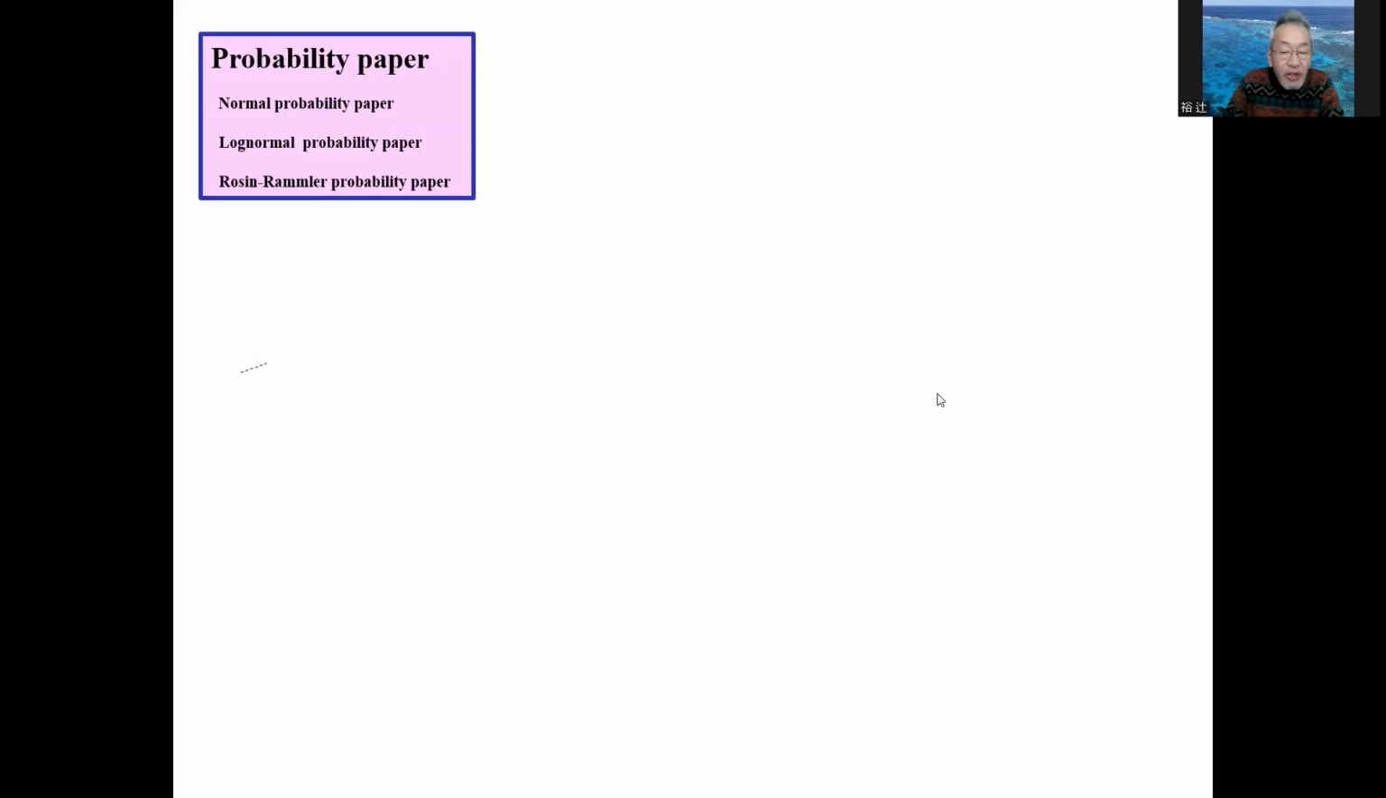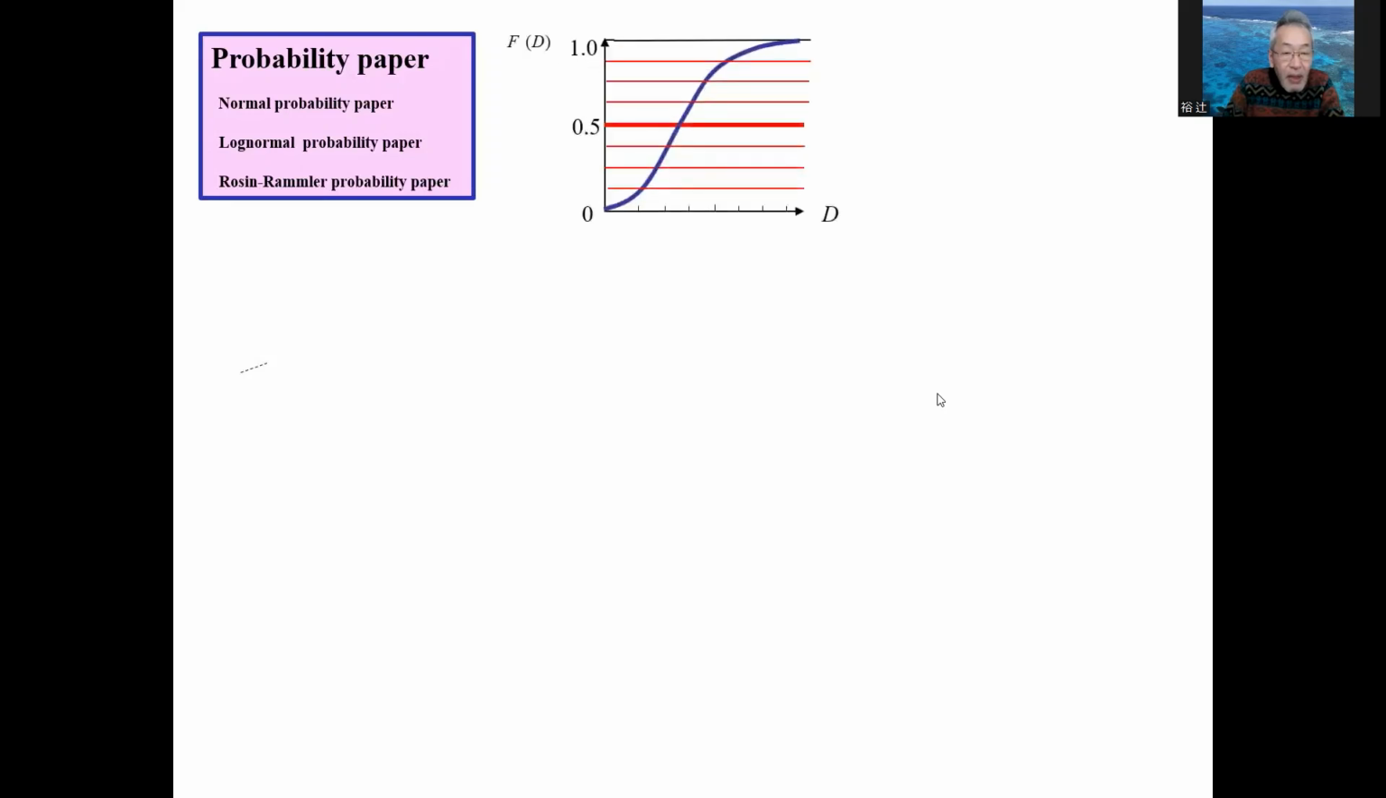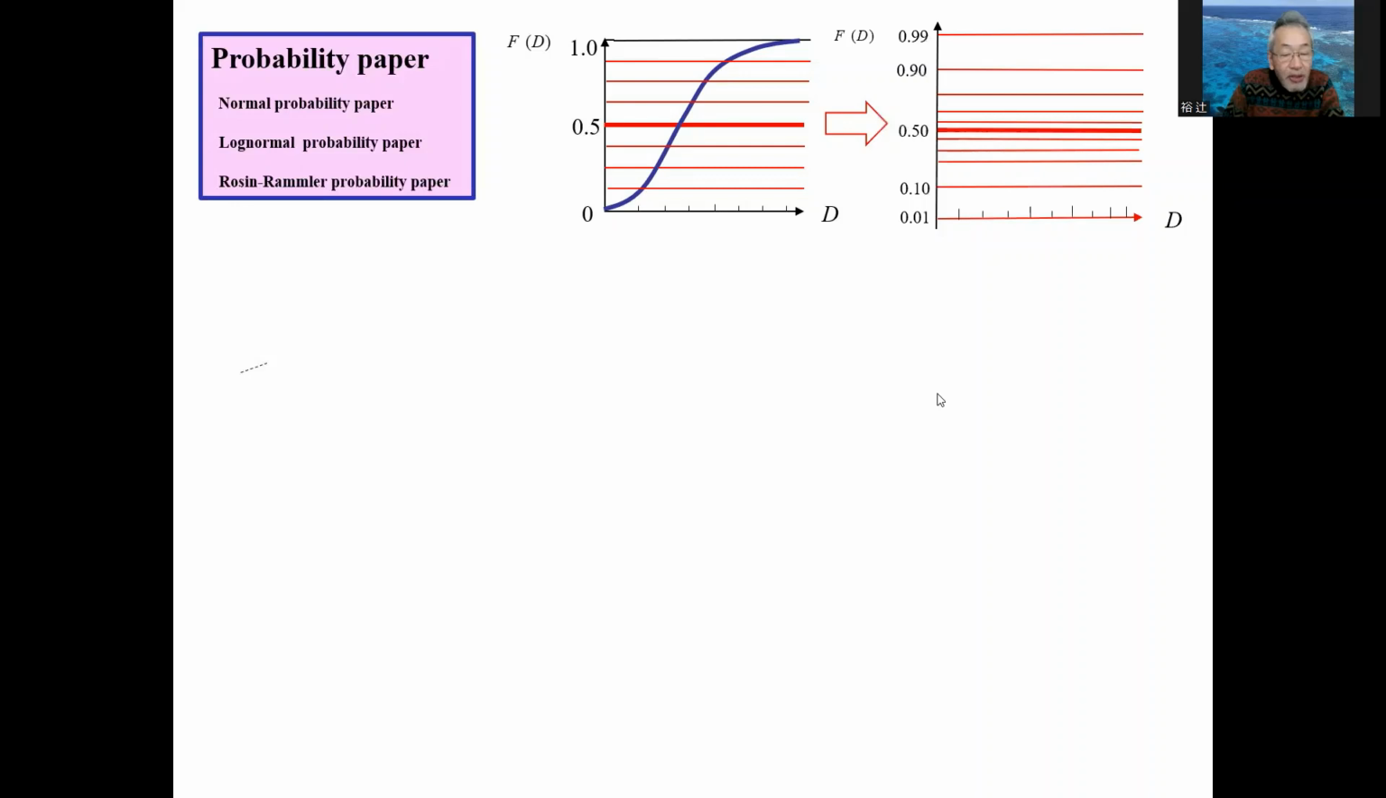I explain the normal distribution, normal probability paper first. The first figure shows a graph of cumulative undersieve distribution F versus particle size d. Both the horizontal axis and the vertical axis are normal scales, and so the scales are evenly spaced. The blue curve is the measurement result. The normal probability paper is shown on the right.